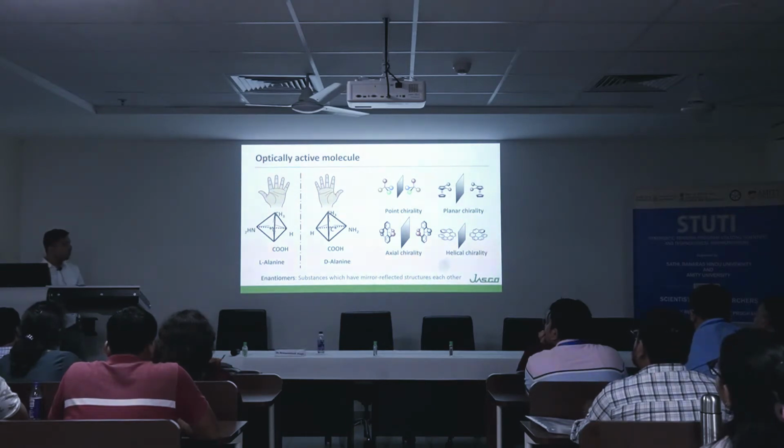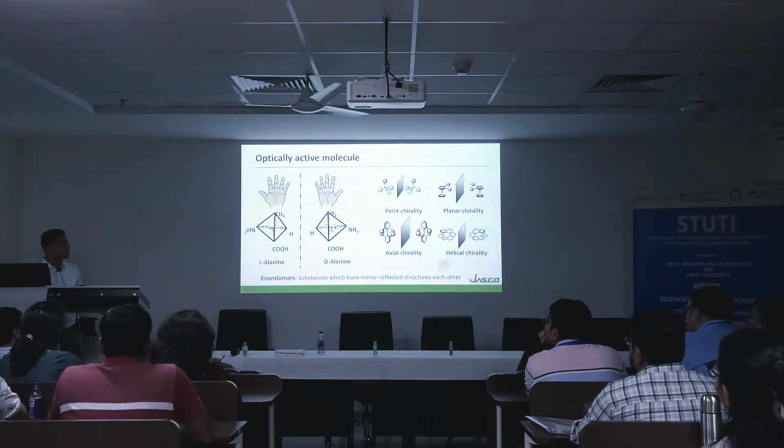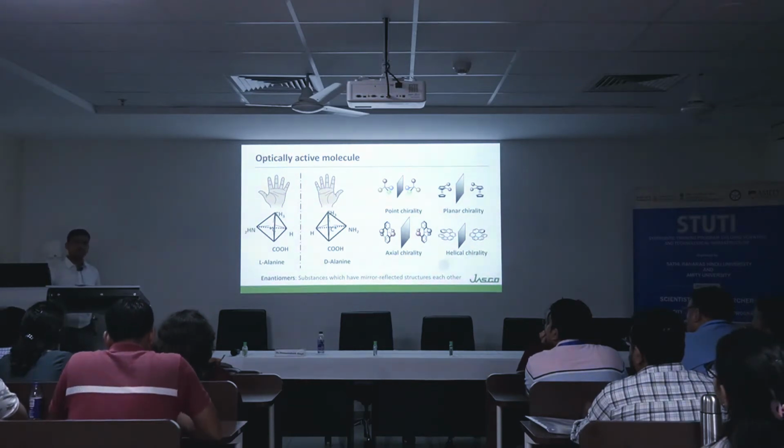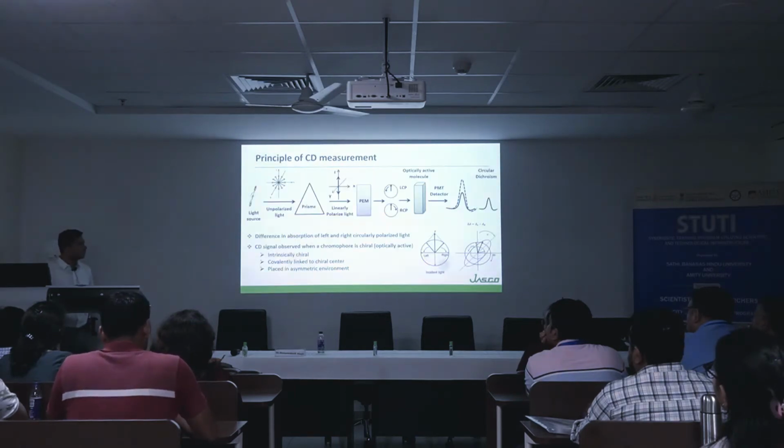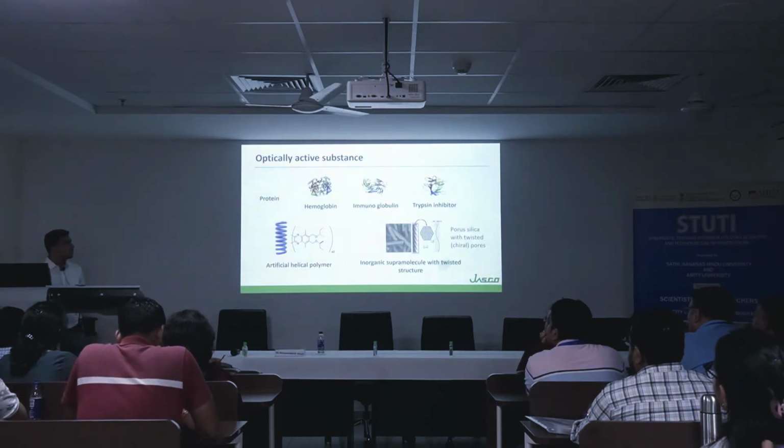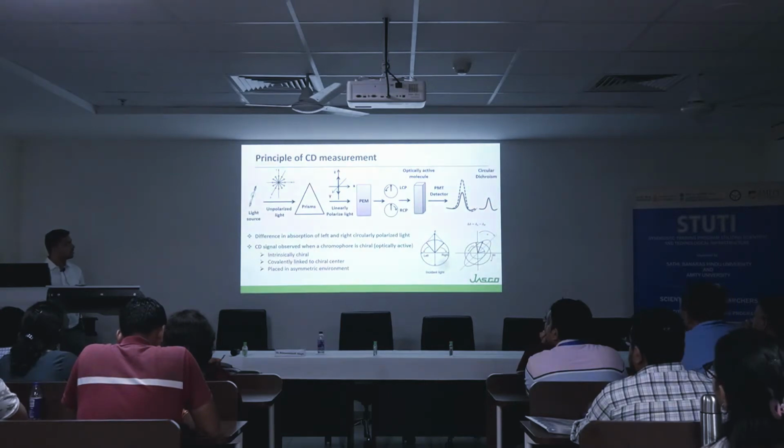We can look at what kind of chirality there is. Obviously, point chirality, where the carbon is central with different groups outside, then planar, axial and helical. There are different kinds of things. As sir said, there is no limit to using this instrument for different applications. This is just an overview.